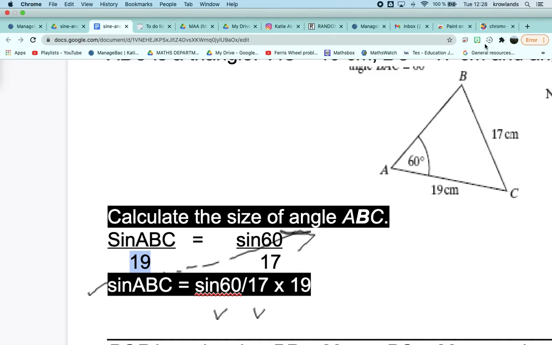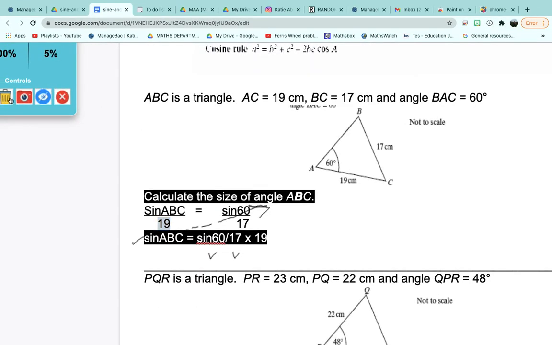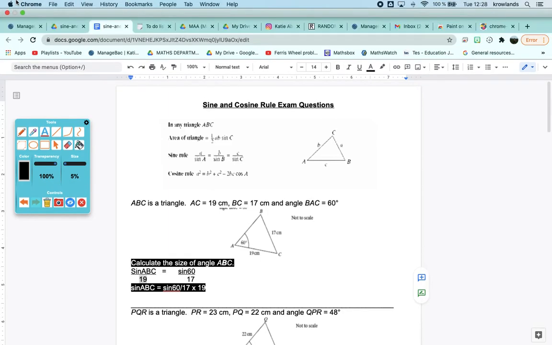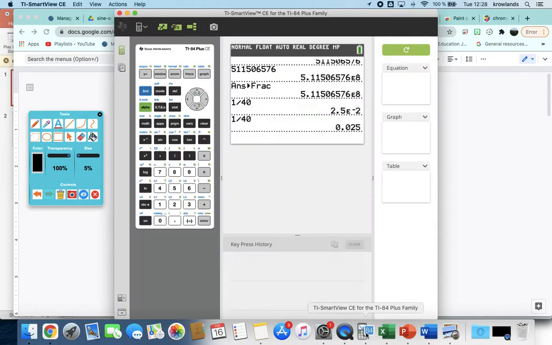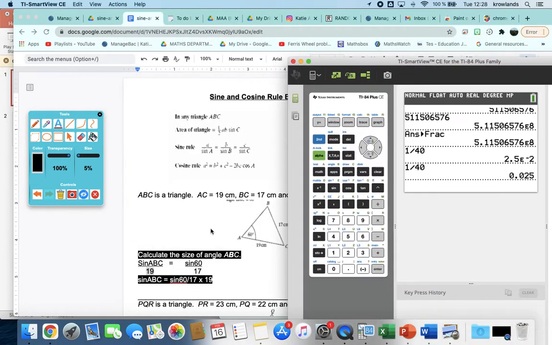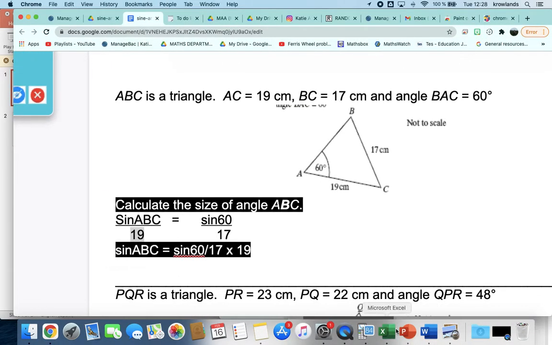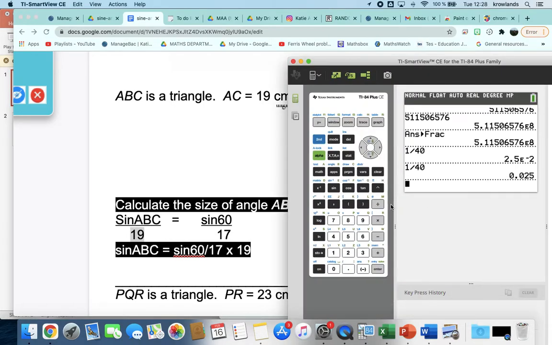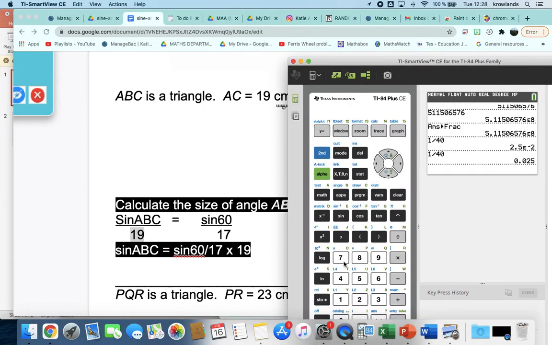Now you might be thinking, well, how do I do that on the calculator? So let's talk about how we would do that on a calculator. Let's minimize this page slightly and let's include our calculator into this. You might have a different calculator to this, and this is absolutely fine, but this is what I'm going to be using. We are going to find where the sine is. The sine on my calculator is here. The sine of 60, make sure you close the bracket, that's a common mistake, divided by 17 times by 19. I've put 16 by accident, so just press delete and then press enter.